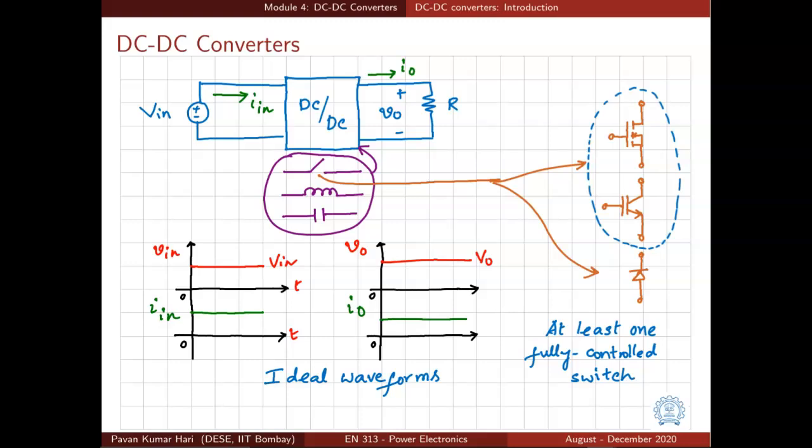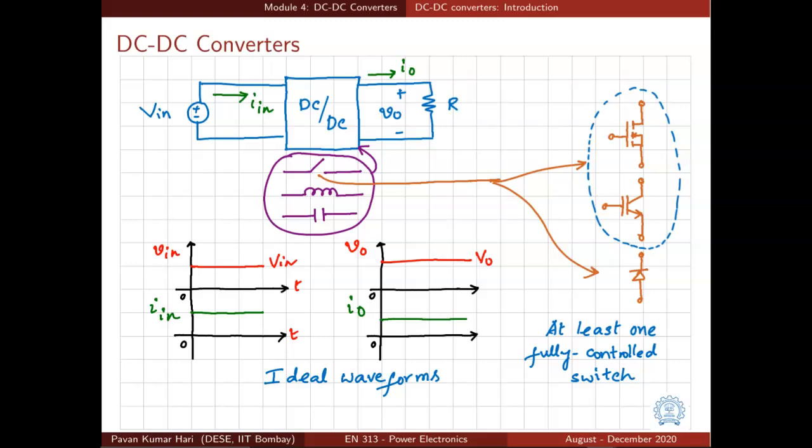Having known about the fully controlled switches and their characteristics, let us try to look at DC to DC converters. These are power electronic converters which are used to interface DC voltage sources with loads, but the loads require DC voltages at levels other than the input voltage. It could be more or less. For example, you can have a 100 volt DC source, whereas your load requires only 5 volts.